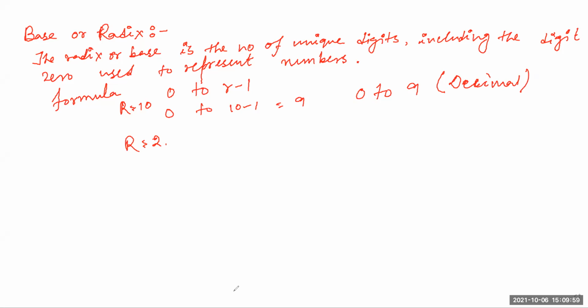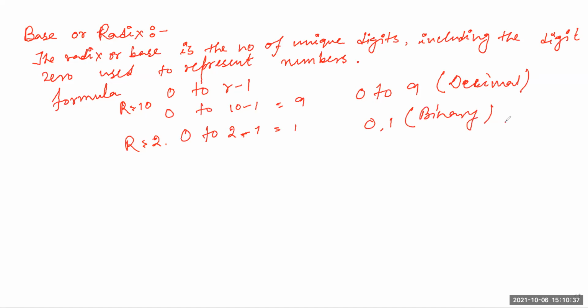Is there any number between 0 and 1, leaving aside fractions? No, sir. So what numbers are involved for binary? 1 and 0. So here 0 to r minus 1 means 2 minus 1, so 1, so 0 and 1. Here for decimal it is 0 to 9. This is for binary.